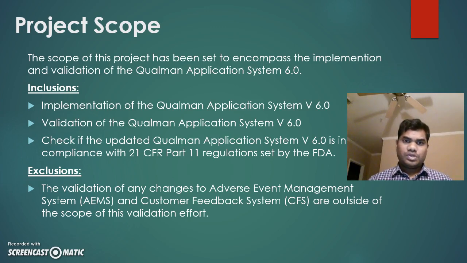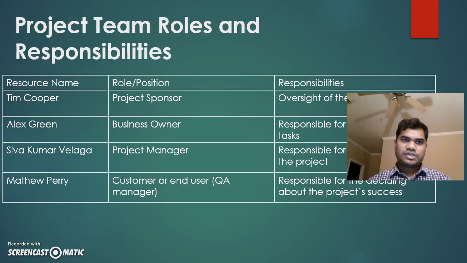And when it comes to exclusions, we need to keep in mind that any other systems other than Qualman application system are completely out of scope in this project. Systems such as AEMS and customer feedback systems that we are dealing with in this project are not in the scope, and they are completely exclusive from the scope of this project. So let's move on to the next topic.